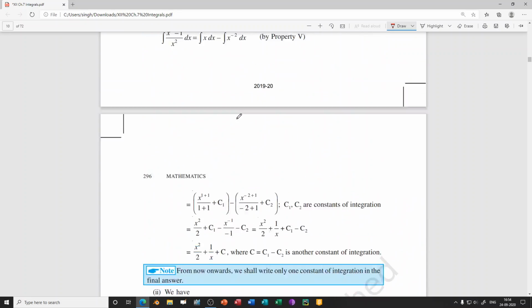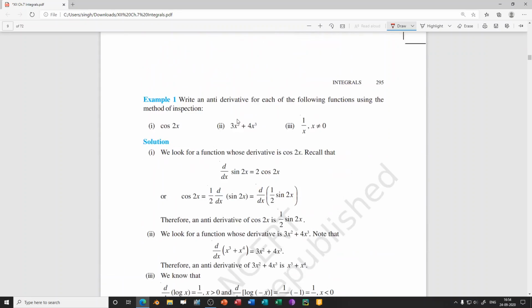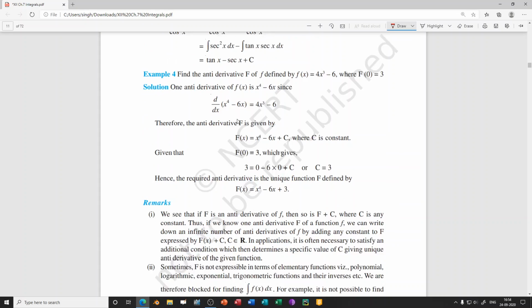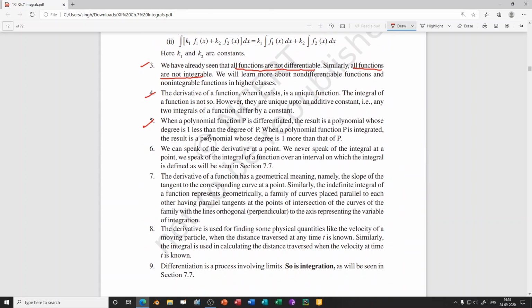And now let us go again in the same list of properties. So sixth one, we can speak of the derivative at a point. We can never speak of the integral at a point. We speak of the integral of a function over an interval on which the integral is defined. So it is not at a point. It is in fact in the whole interval.